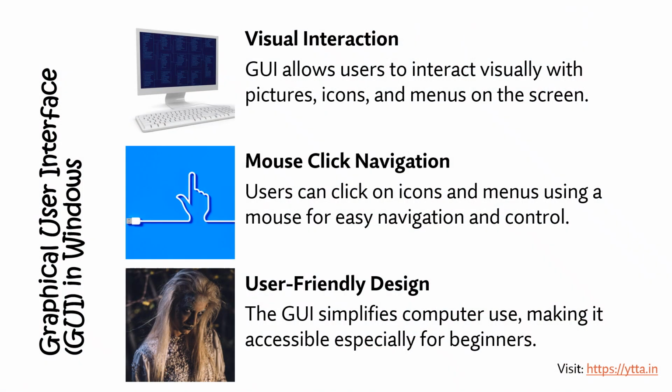Another user interface is graphical user interface or GUI. Windows uses a GUI, which means you can see pictures, icons, and menus that you can click with a mouse. This makes it easier to use, especially for beginners. In GUI, you can use mouse and keyboard both to interact. In this video, we will learn more on it, so let's go for next.